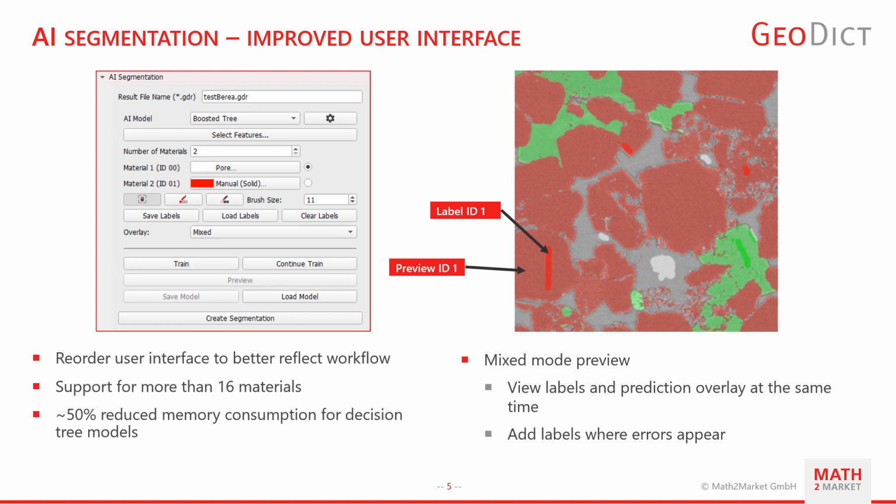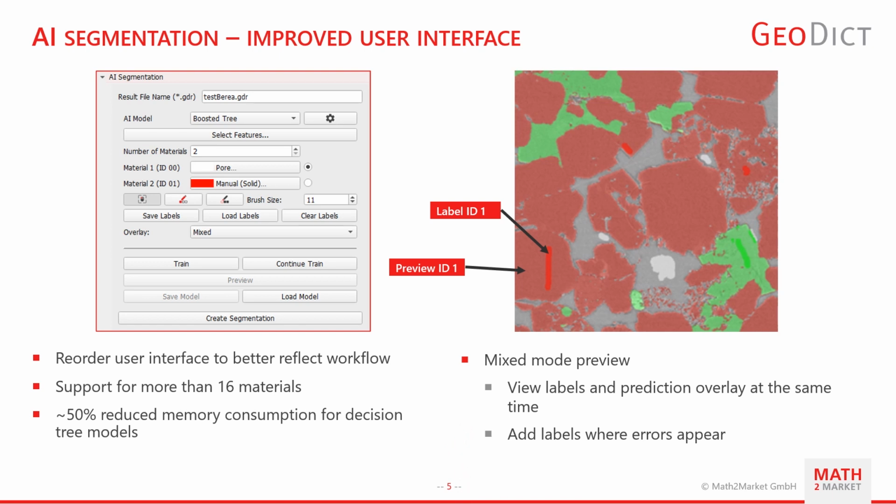But what might be one of the highlights for the everyday use of this method is the new mixed mode preview. In previous GeoDict versions, you could set the overlay to either display the labels and add new labels or the current preview of what your model would segment. So that is the switch you can see here in the user interface. And now with the new version, you can set that switch to a mixed mode preview, where you see the labels and the preview of your model at the same time, as it is displayed here on the right side. You can see here there is a label in a bit more opaque, and everywhere in the image there's the preview.